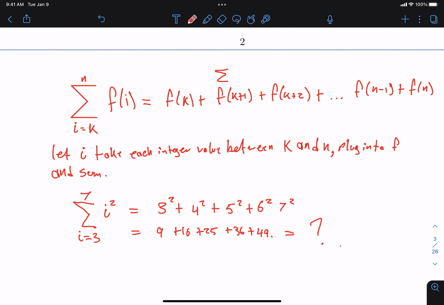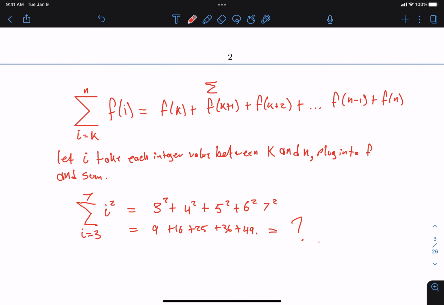Now, can you raise your hand if you've seen this notation before at some point? Okay. You've probably seen this notation at some point. If not, this is how it works.